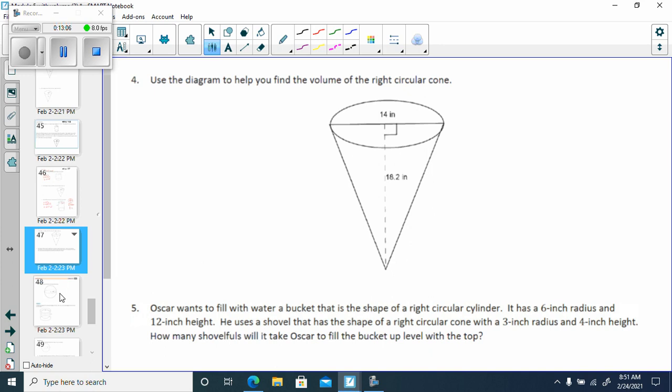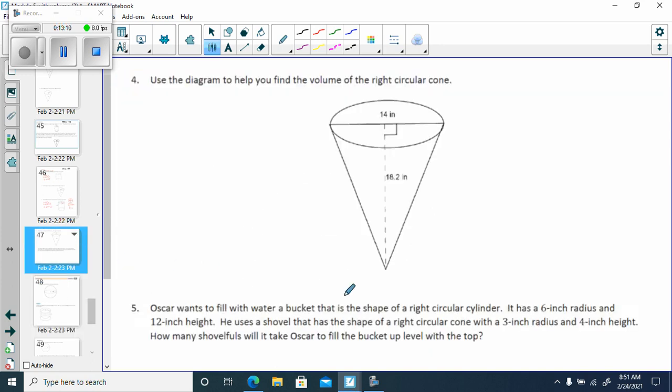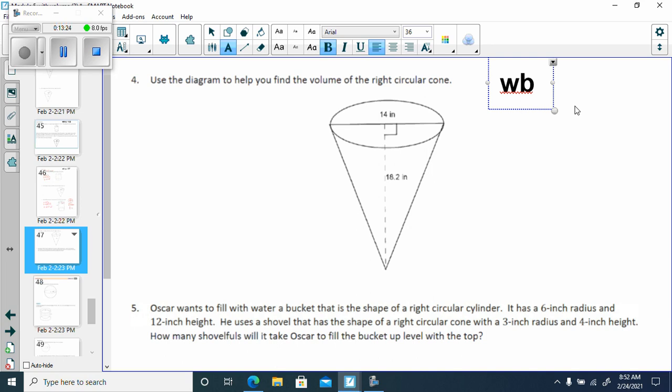Now, let me see something. Yes, we're ready to do the, okay. This is on workbook page 138. Here I'm going to show you how to develop the formula for the volume of a cone.